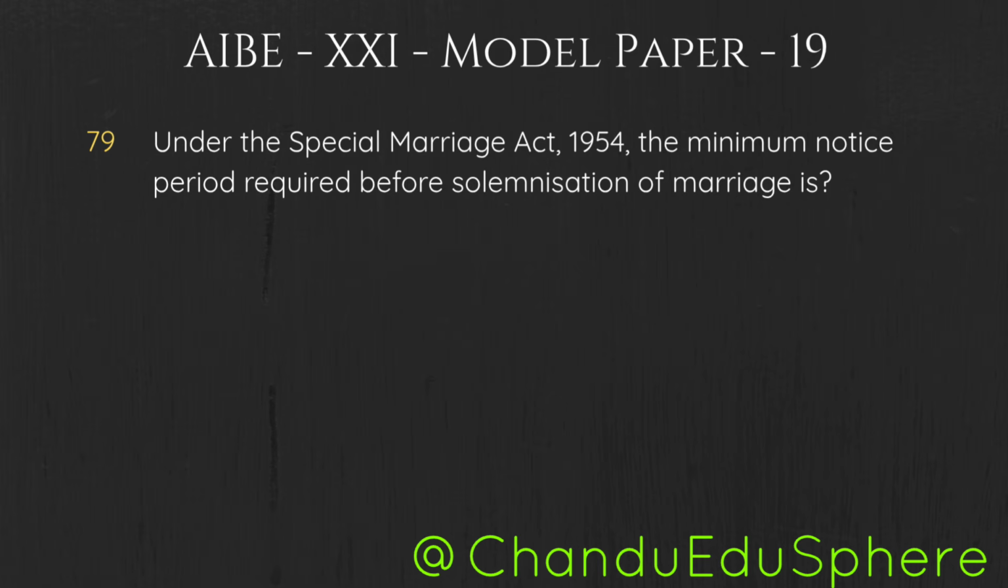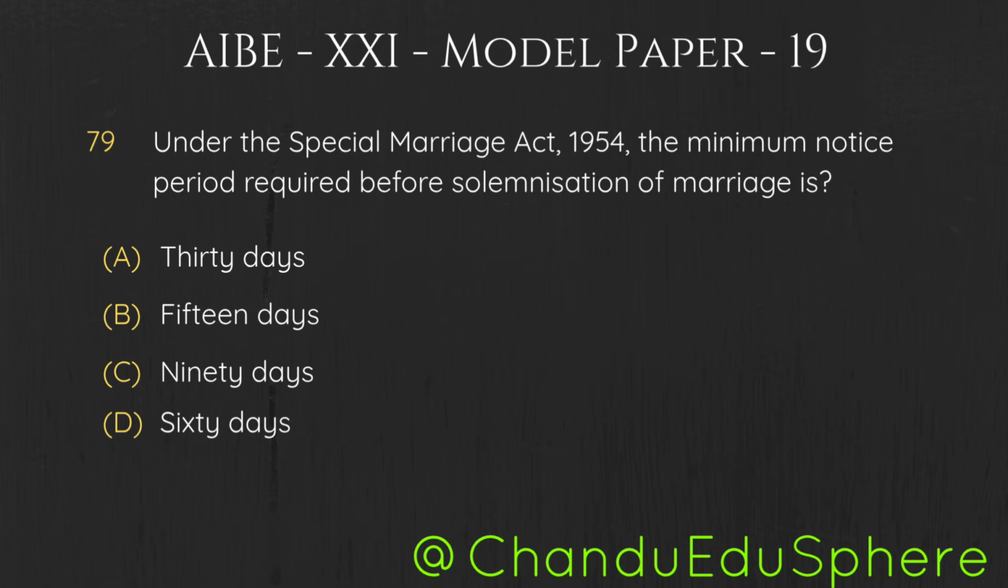Under the Special Marriage Act 1954, the minimum notice period required before solemnization of marriage is 30 days. Section 5 of the Special Marriage Act 1954 requires the parties to give a notice of intended marriage to the marriage officer at least 30 days in advance of the solemnization. A is the right choice, 30 days.